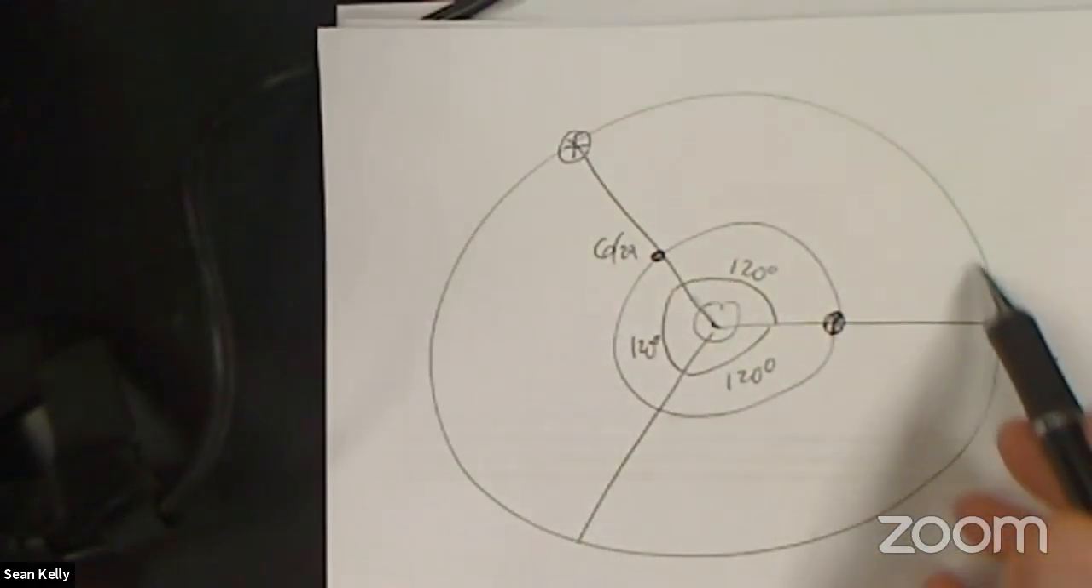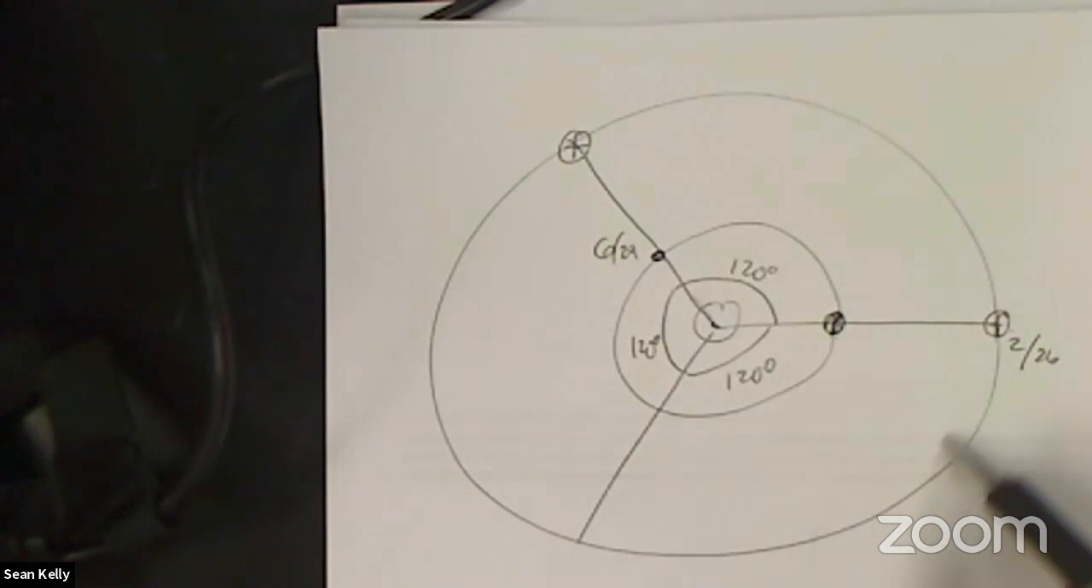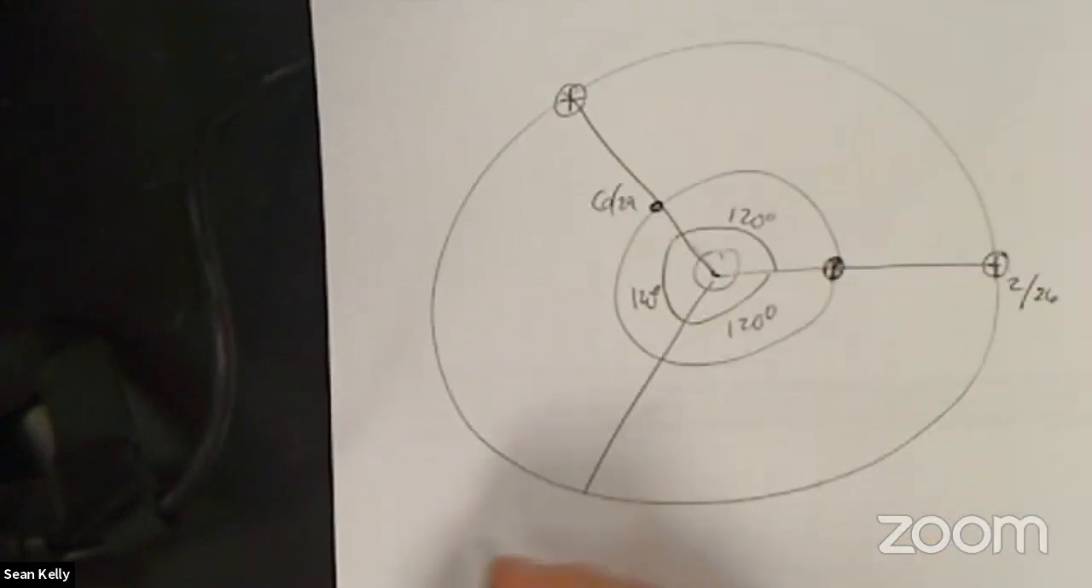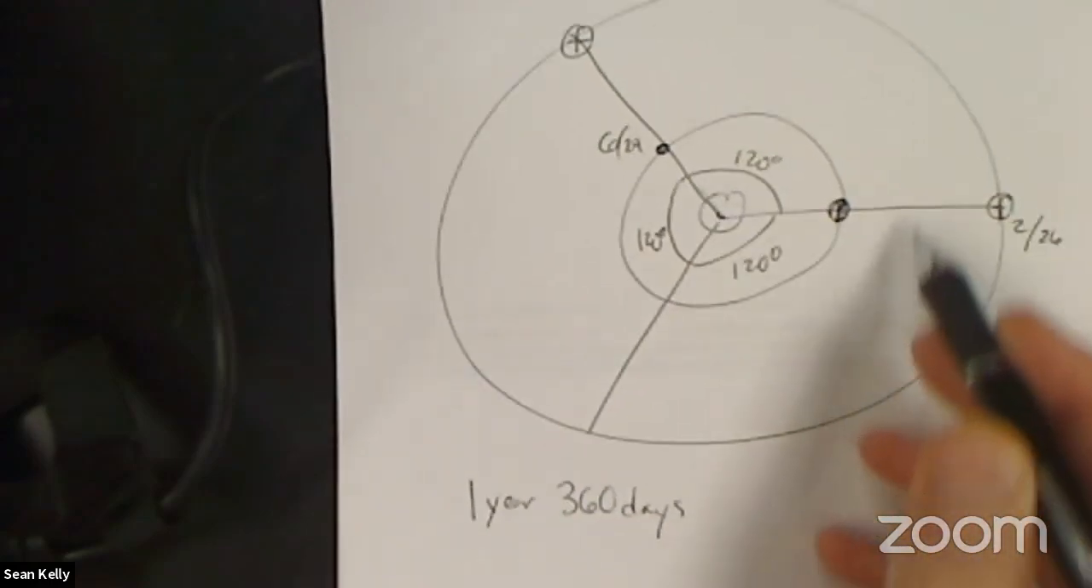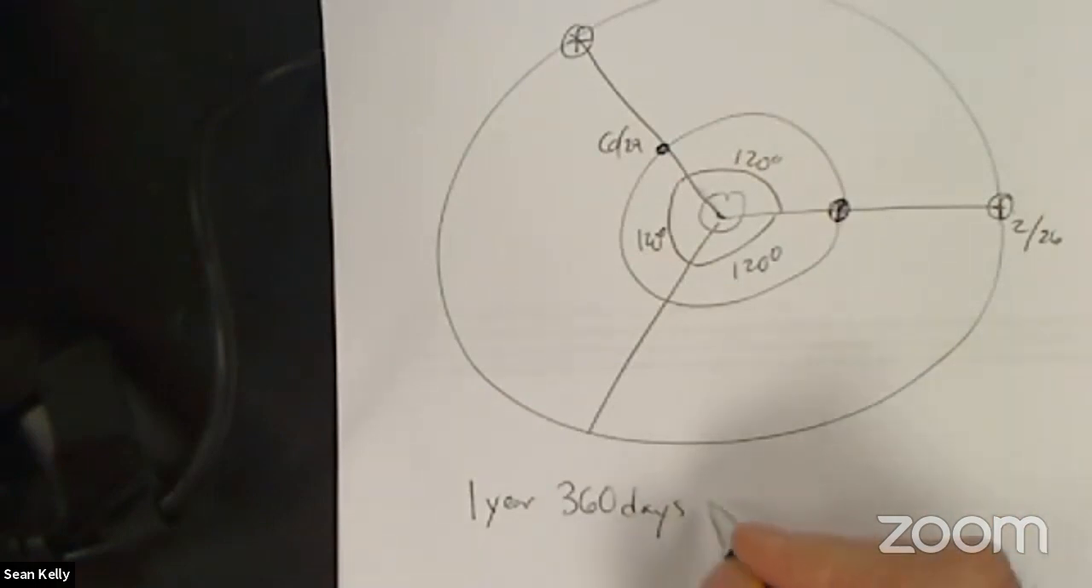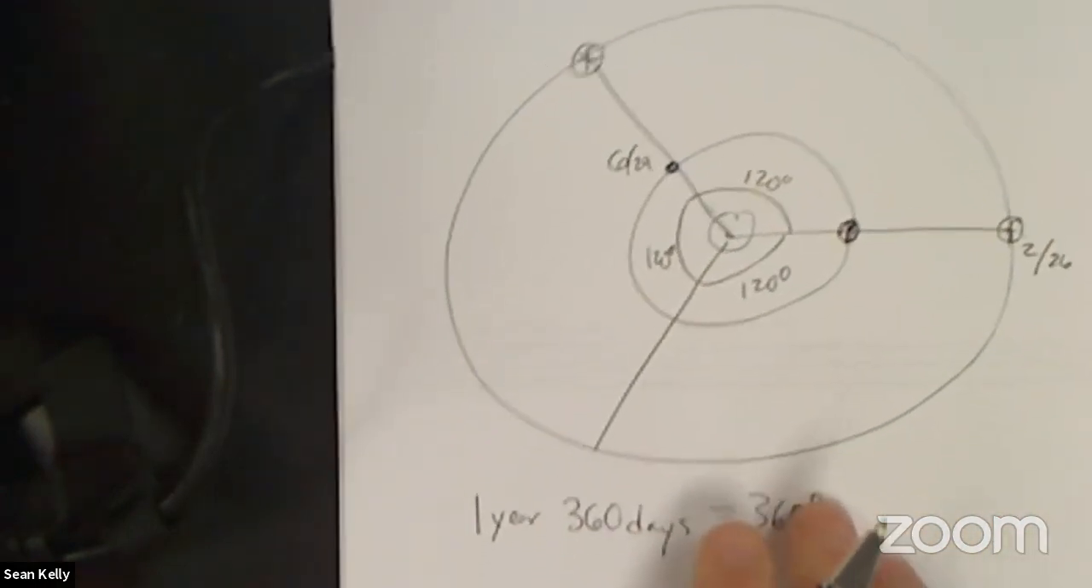How long does the Earth take to go once around the sun? 12 months. 1 year, right? About how many days are there in a year? About 360, right? Because we're friends. And how many degrees does the Earth go through in 1 year? 360 degrees, right? So every day is how many degrees?